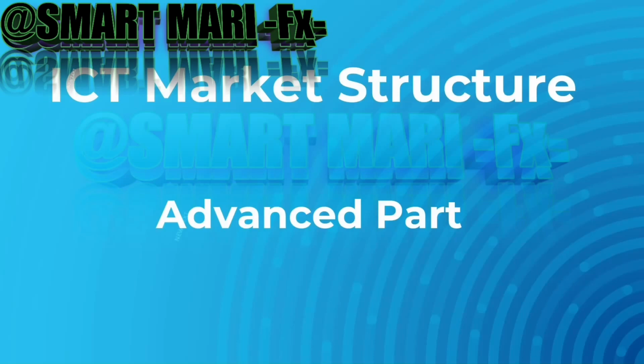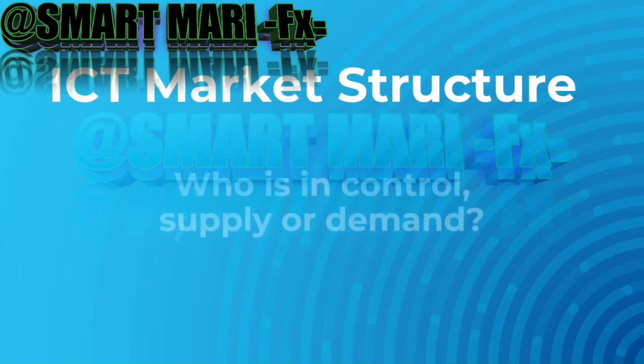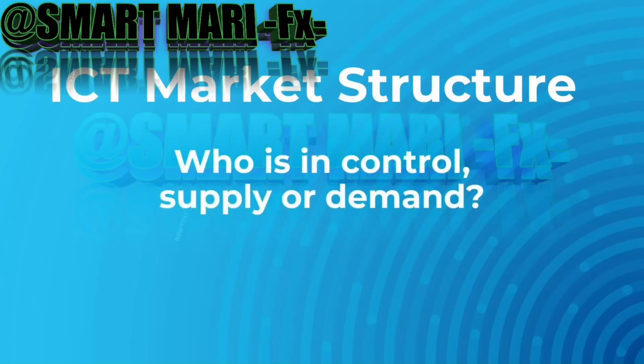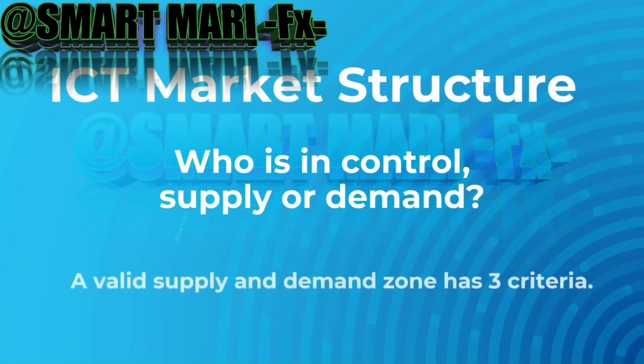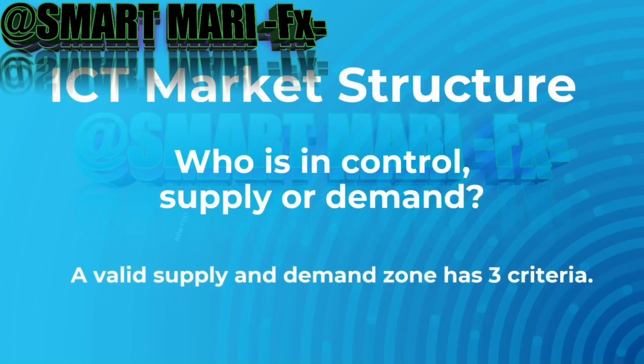When discussing the ICT concepts, market structure is all about who is in control, supply or demand. But the key point is that a valid supply and demand zone has three criteria. So the mitigation or break of these valid levels allows us to identify the market direction.